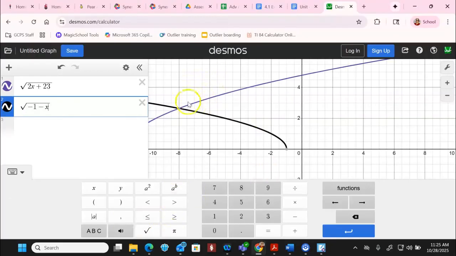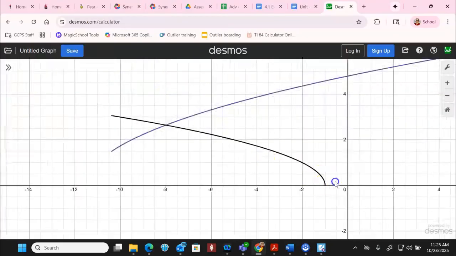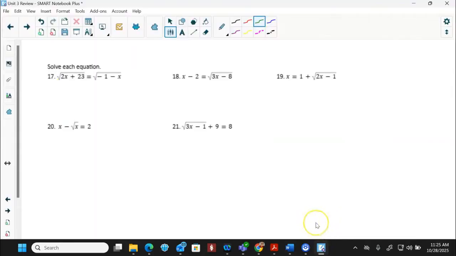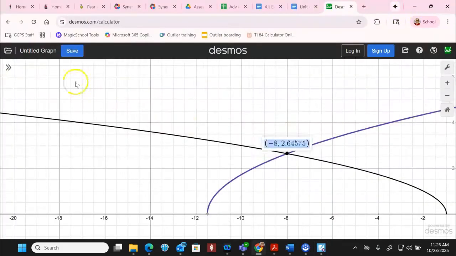All right. Now we're going to look, make sure that we are looking that they only cross each other at 1, and that is at -8, your x value, okay? So here, the solution is x equals -8, okay? Then we're going to do number 18, the same thing.